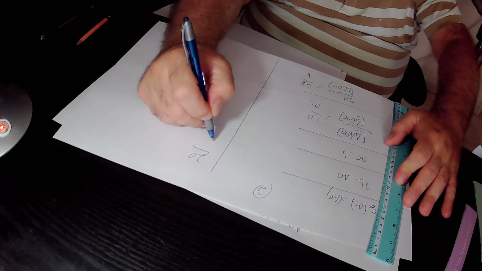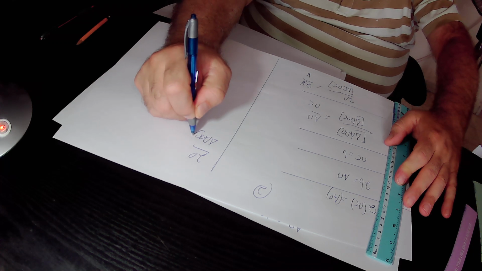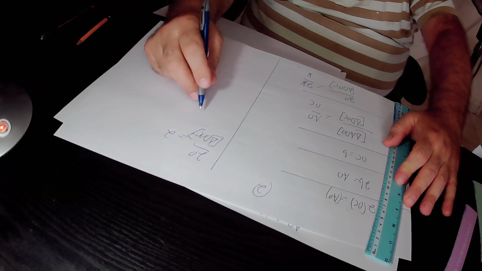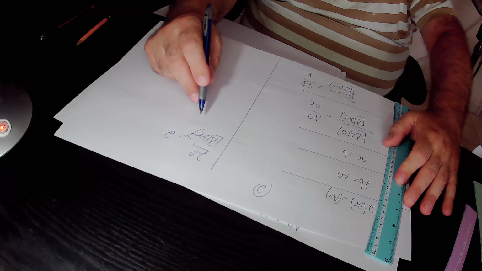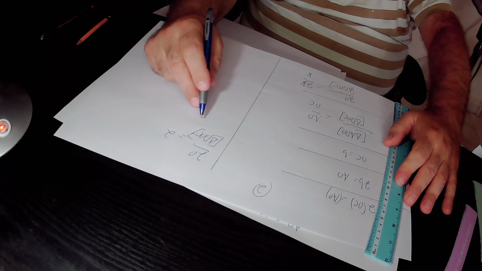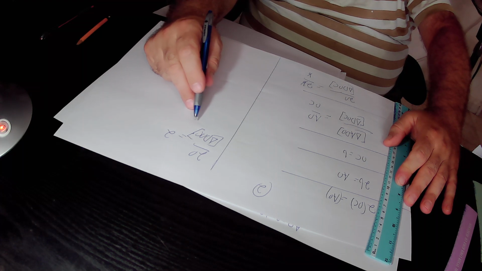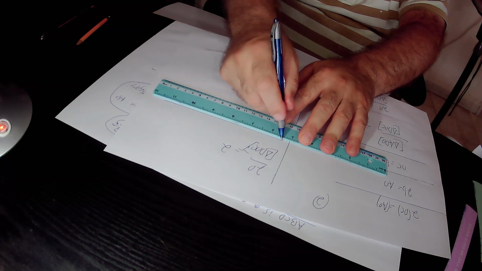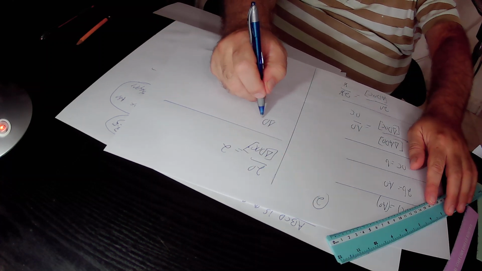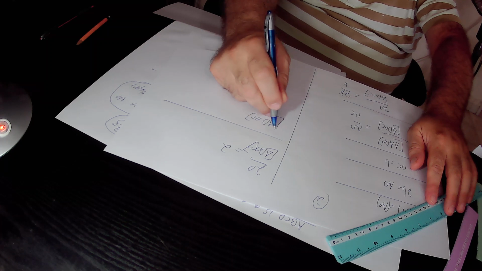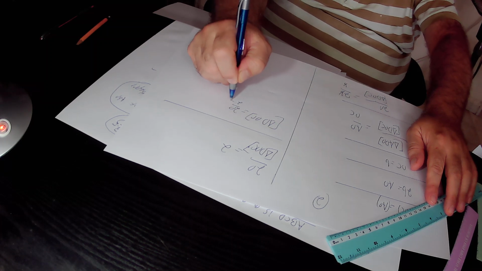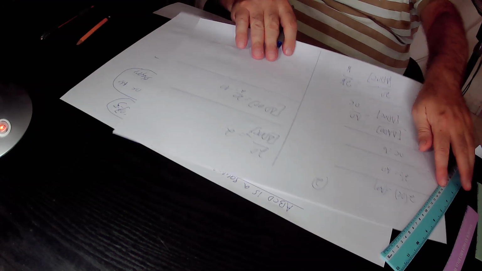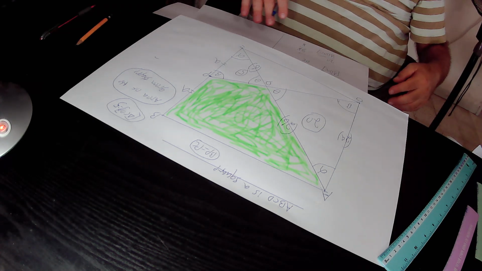So 20 over the area of triangle DOC is equal to 2. Here we will multiply this equation by the area of triangle DOC, and then divide it by 2. So we get that the area of triangle DOC is equal to 20 over 2, that is 10. So the area of the small triangle DOC is equal to 10 square units.